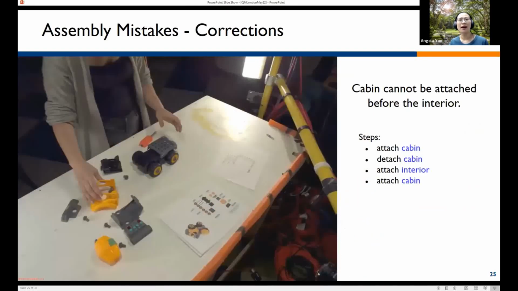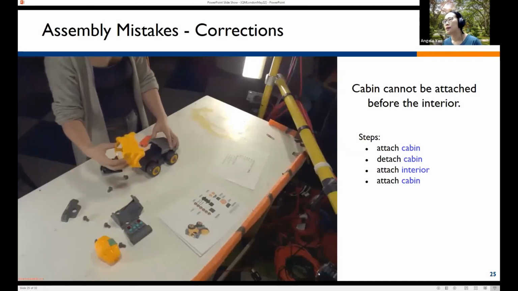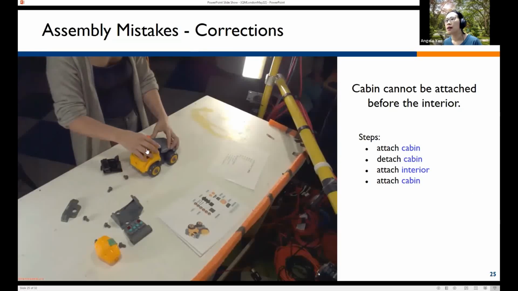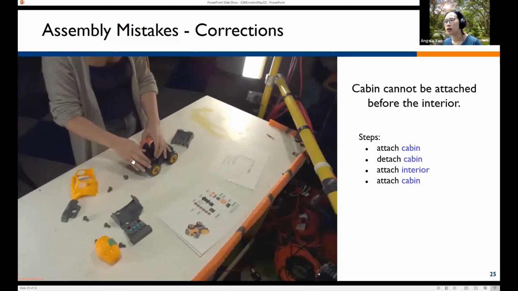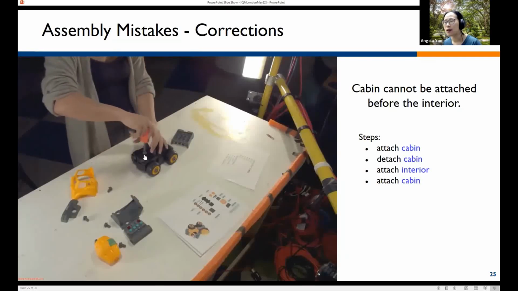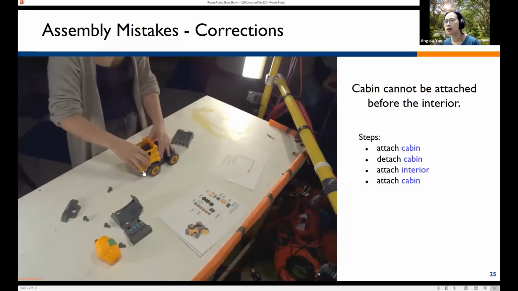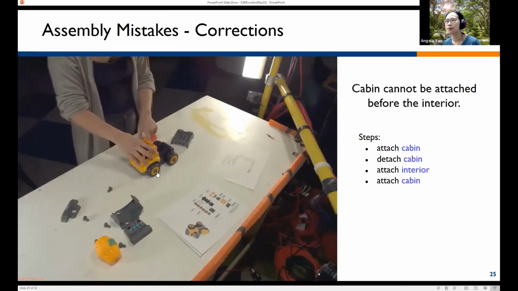One really unique aspect of the data set which we observed was the fact that people tend to make mistakes when they're assembling these toys, which was kind of neat. They put together the parts in the wrong order, so they have to go back and fix it. They detach some parts and then put it back together again. In this example, for instance, this cabin cannot be attached before the interior. If they try to attach the cabin already, then they have to go back, detach it, and put in the interior, the seats, before they can attach the cabin.